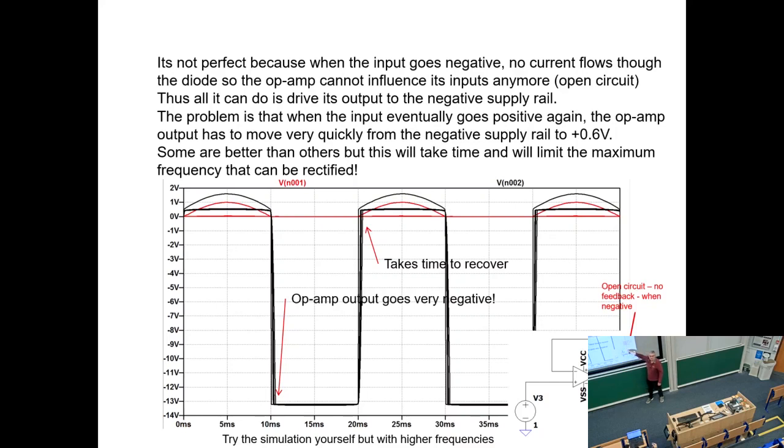And it can't move its output infinitely fast. That's something called a slew rate. It takes time to recover. So what you find in a basic circuit like this, if you look at the op-amp output, which is this bit rather than this bit, you find that it goes very negative, and then you can see the time it takes to recover itself before it can then start to do its rectification.